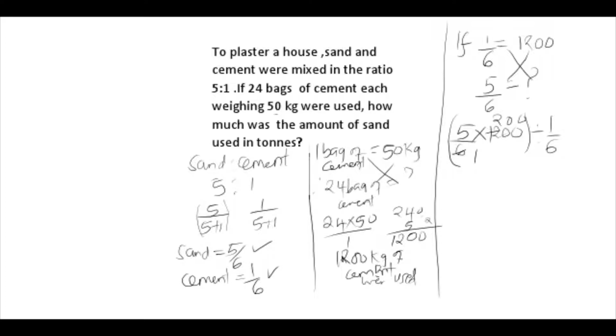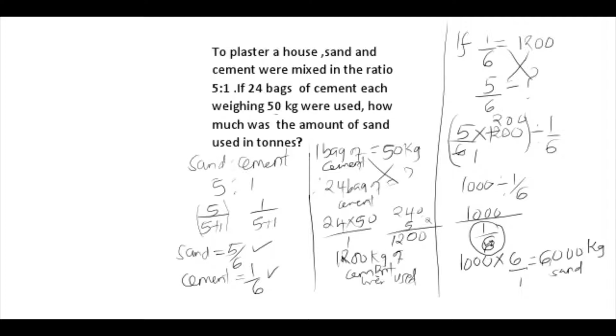5 times 200 will give us 1000. So we have 1000 divided by 1/6. This is the same as 1000 over 1/6. So 1000 divided by 1/6 will be the same as 1000 times the reciprocal of 1/6, which is 6/1. This gives us 6000. We have 1000 times 6 is 6000. So we have 6000 kgs of sand.